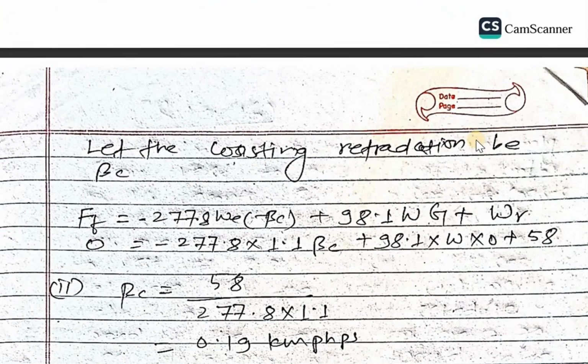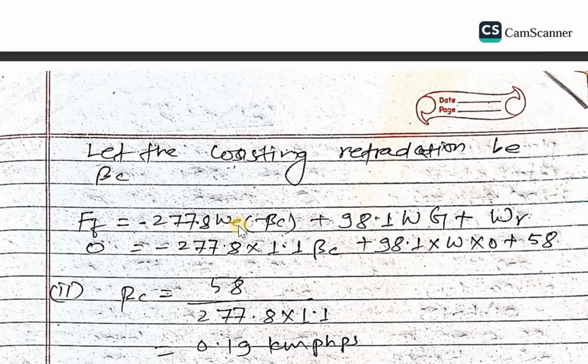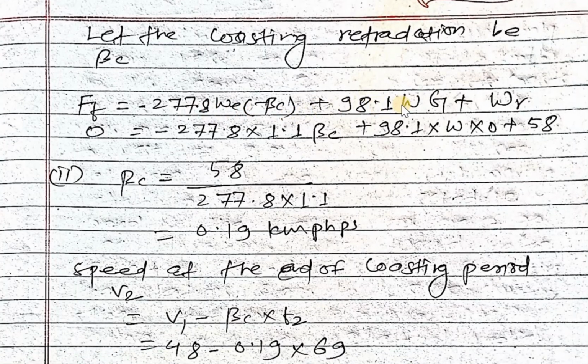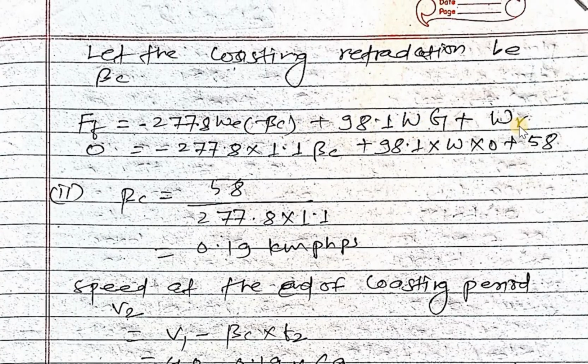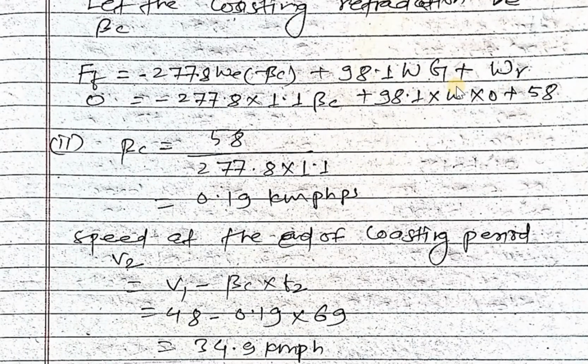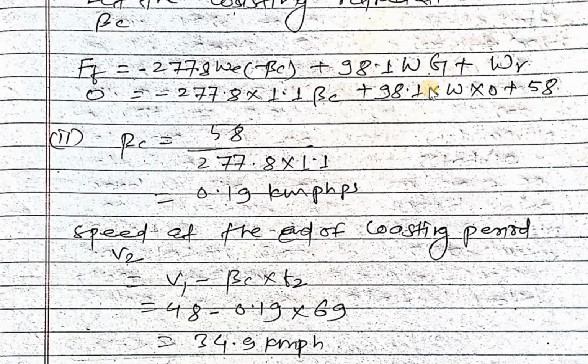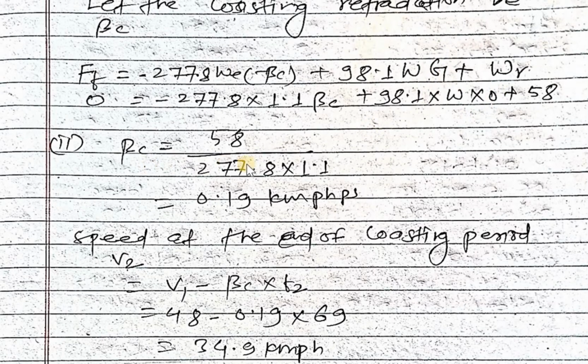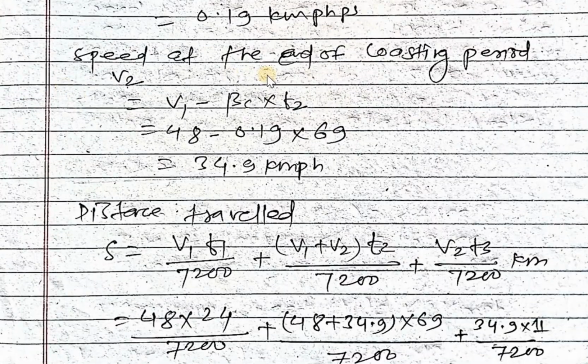Let the coasting retardation be beta c. So Ft equals minus 277.8 W e beta c plus 98.1 W g plus W r. So put all these values. All these values are given in the question, and the value of g is not given, so the g is 0. So beta c equals 0.19 km per hour per second.